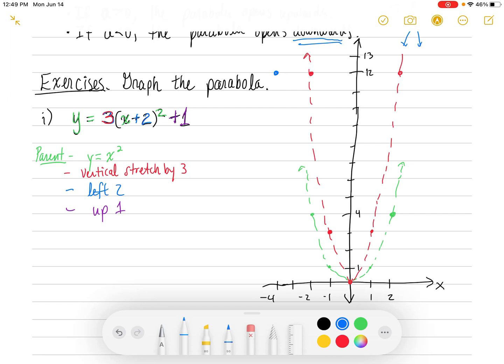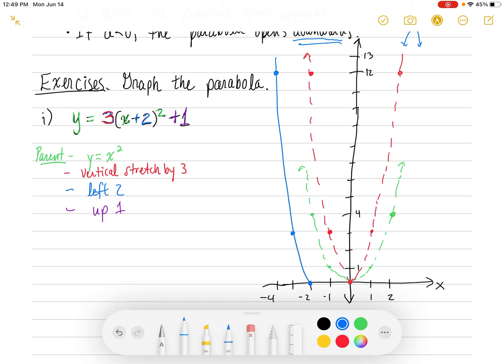Right, and we're going to move everything left 2. So I'm going to start with negative 2, 12 and move left 2 to negative 4, 12. I'm going to take negative 1, 3 and move left 2, and I get negative 3, 3. 0, 0 moving left 2 gives negative 2, 0.